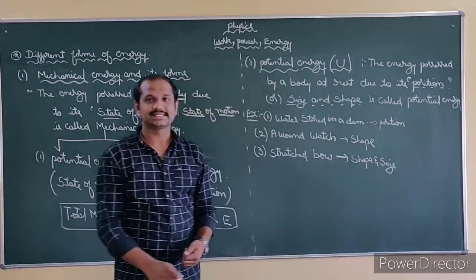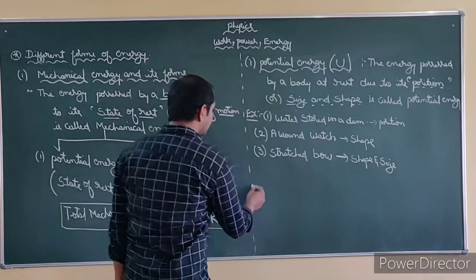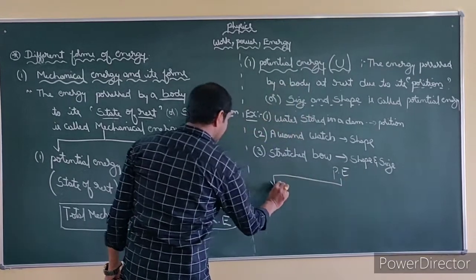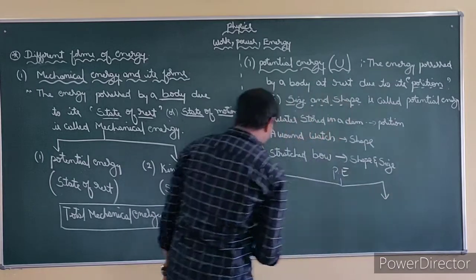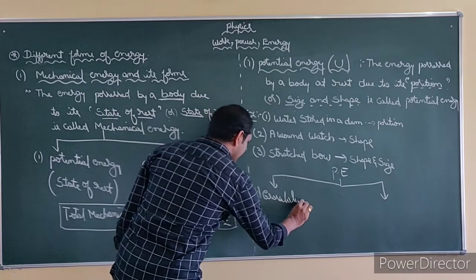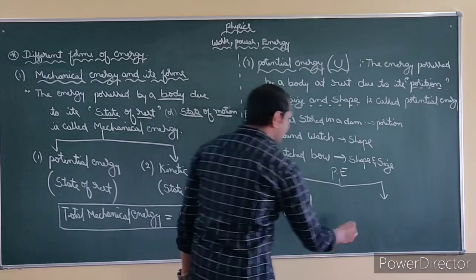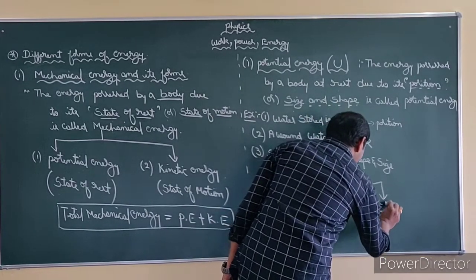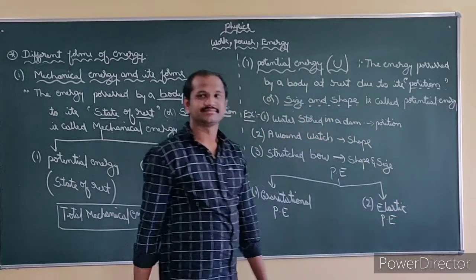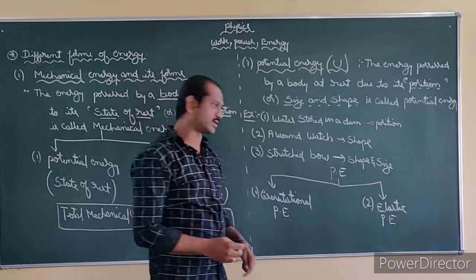So based on these things, potential energy is also classified into two types. What are those? The first one is gravitational potential energy, and the second one is known as elastic potential energy. Now gravitational potential energy is because of position, change in its position.